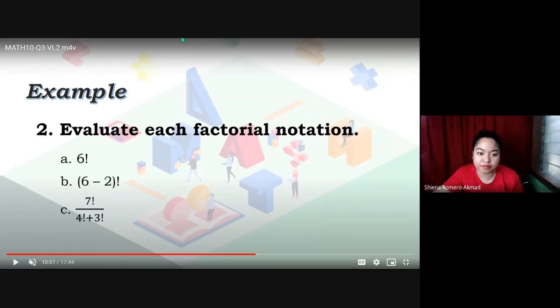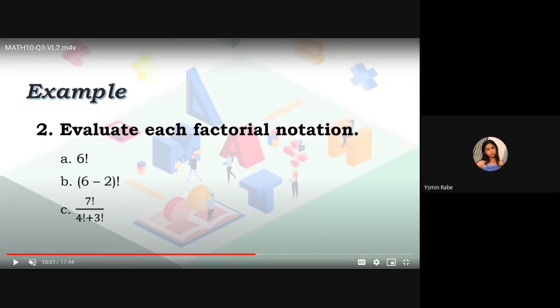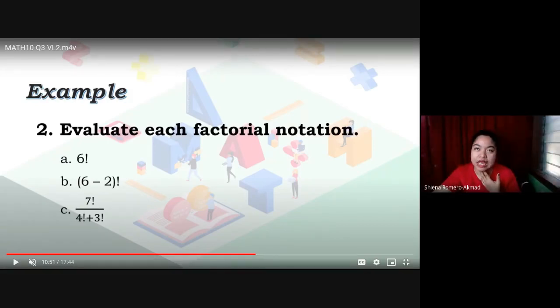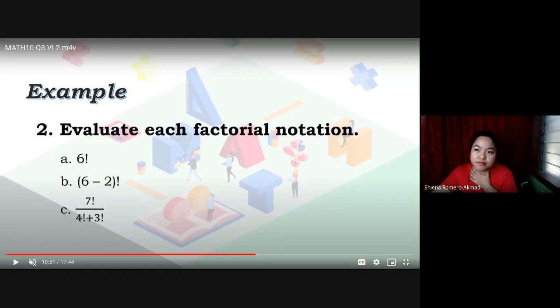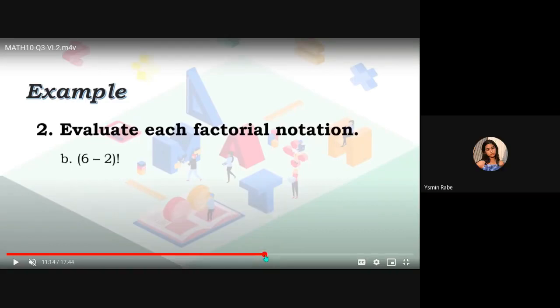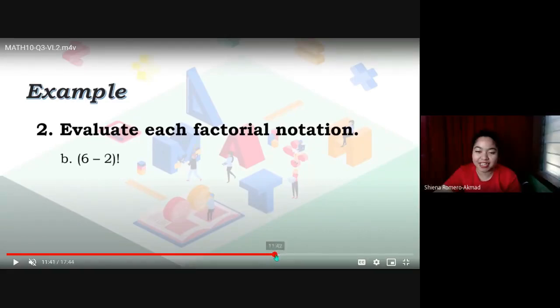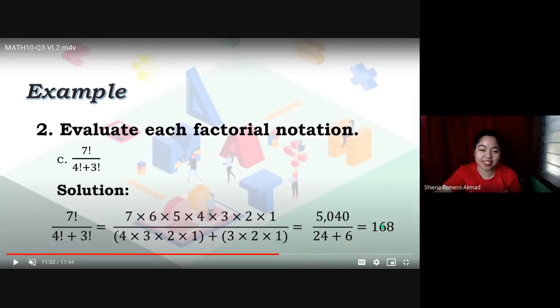168. Bakit 168? What is 7 factorial? 5,040. 5,040. How about 4 factorial? 24. What is 3 factorial? 6. 6 plus 24, 30. 5,040 divided by 30. Tingnan natin. That's 168. Okay, so ganun yung ginawa.